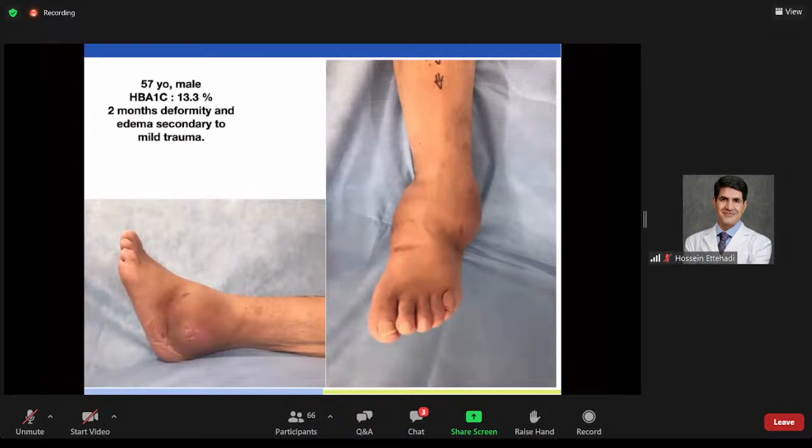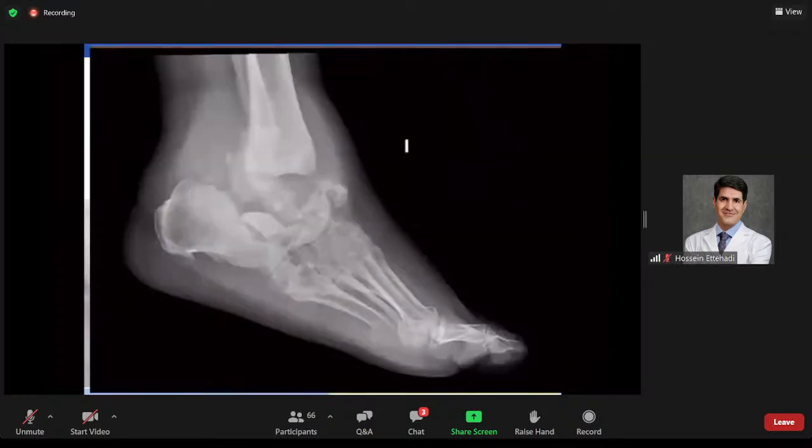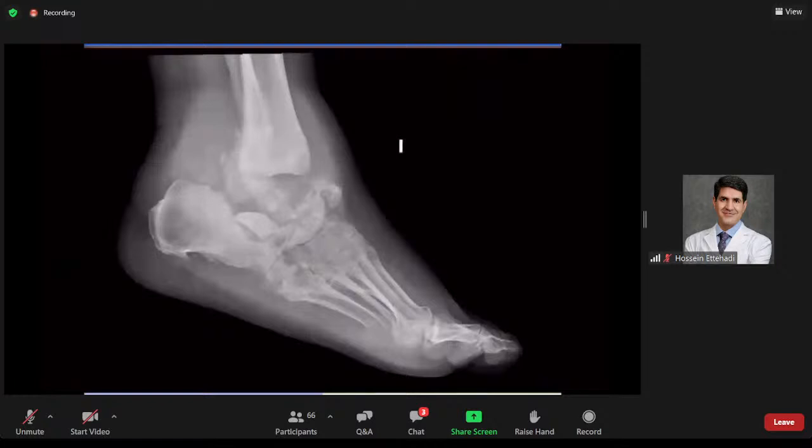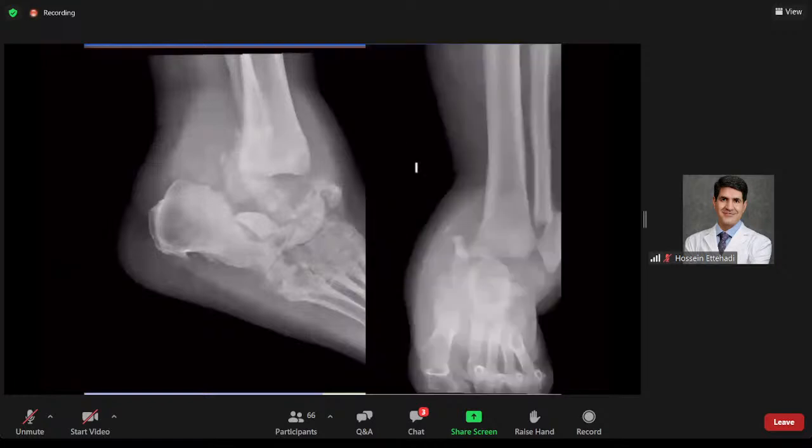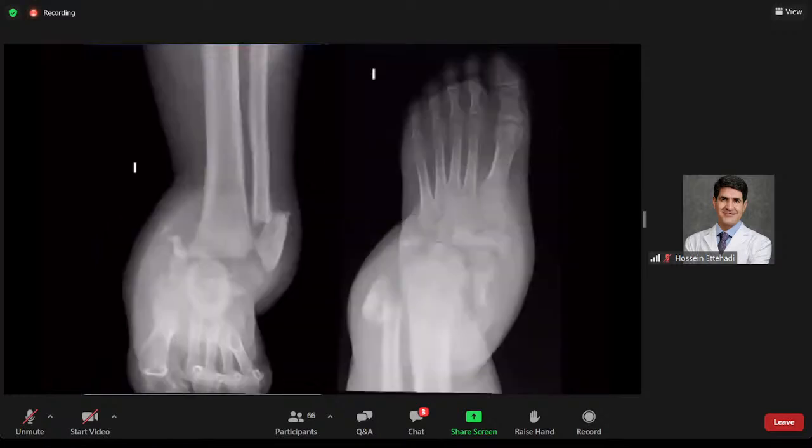So this patient has very complicated diabetes, and we thought that if we didn't do anything, this would probably ulcerate and infect. So we discussed it in our team, and we decided to take the patient to the OR. This is the X-ray. Here you see the complete destruction of the talus, and this distal fibula was probably going to make an ulcer on the lateral side of the ankle.